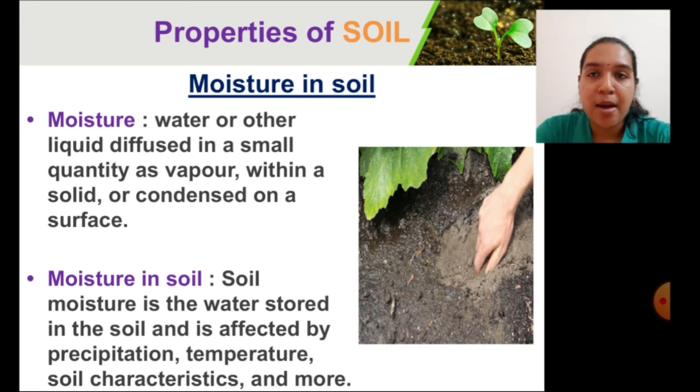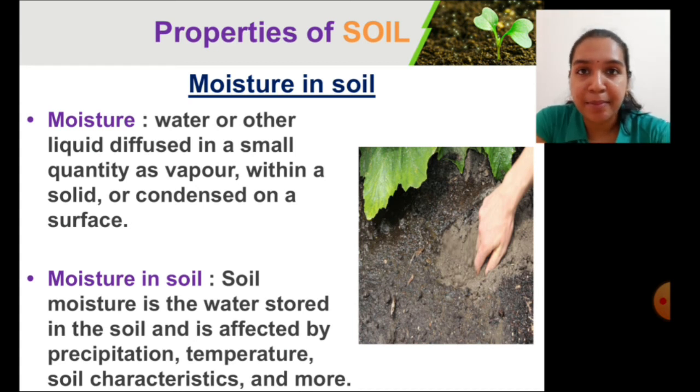Next is moisture in soil, that is wetness of soil or water stored in soil due to different physical characteristics of soil and also due to different climatic conditions like temperature, precipitation, etc. So that will be moisture of soil.